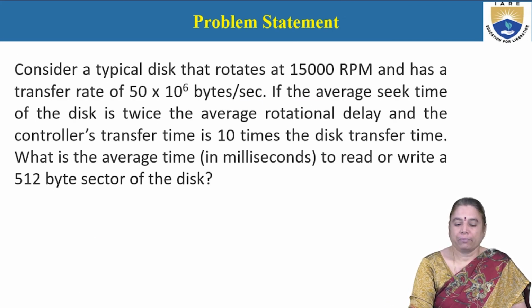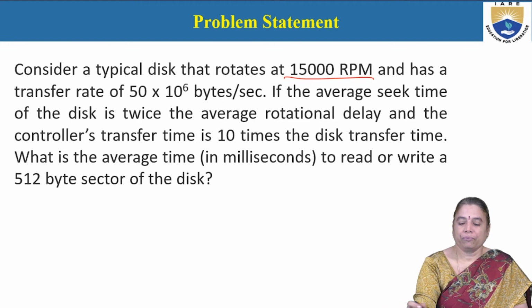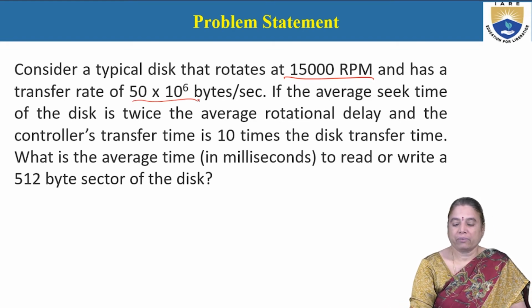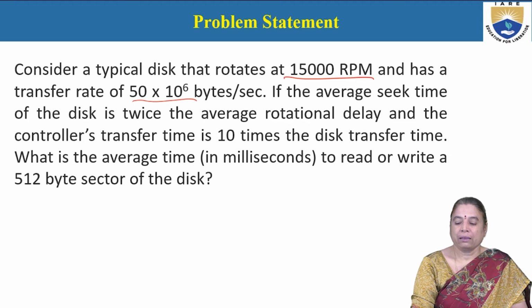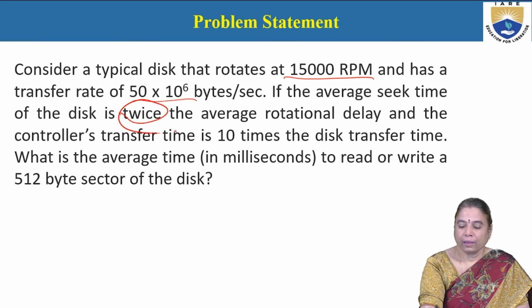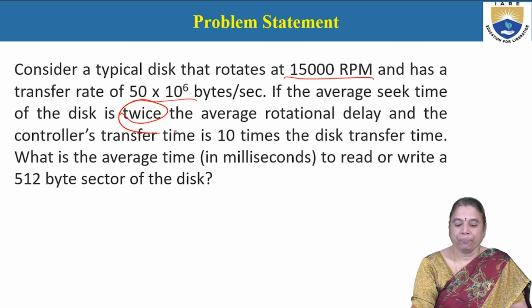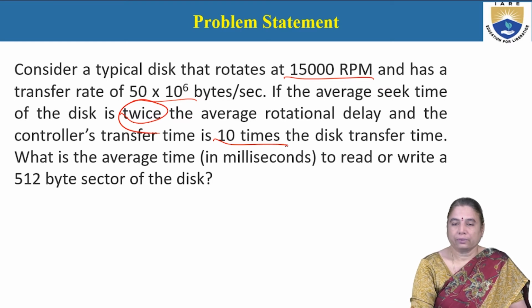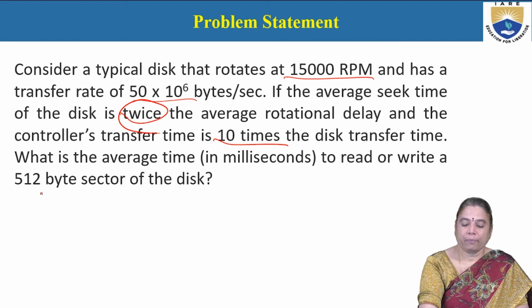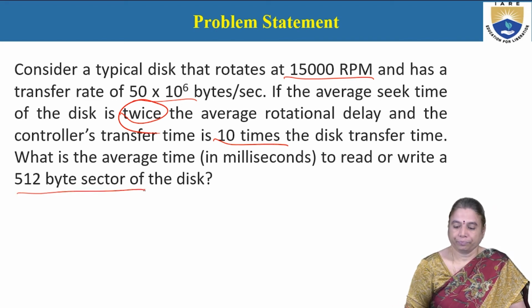Next problem statement is consider a typical disk that rotates at 15,000 rpm and has a transfer rate of 50 multiplied by 10 power 6 bytes per second. If the average seek time of the disk is twice the average rotational delay and the controller transfer time is 10 times the disk transfer time, what is the average time to read or write a 512 byte sector of the disk?